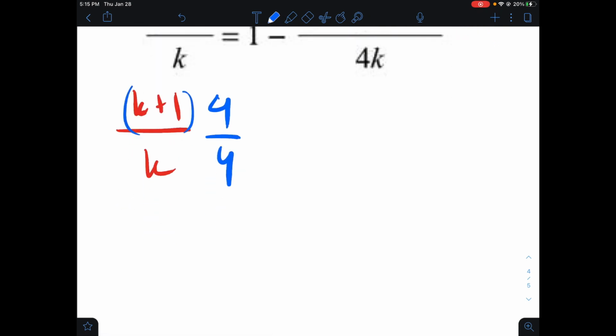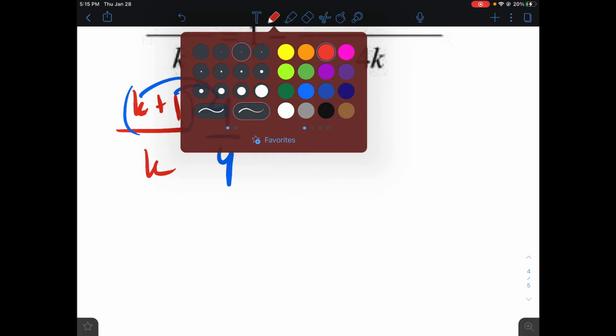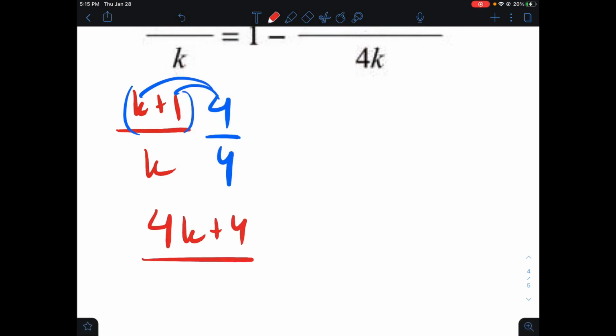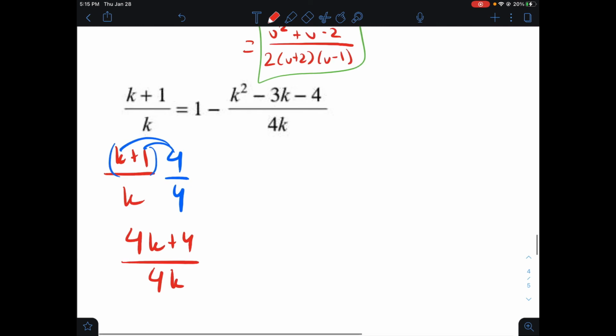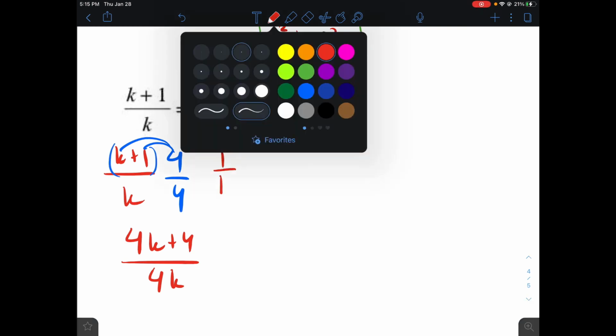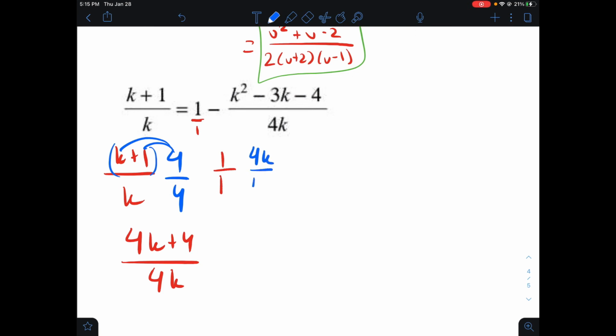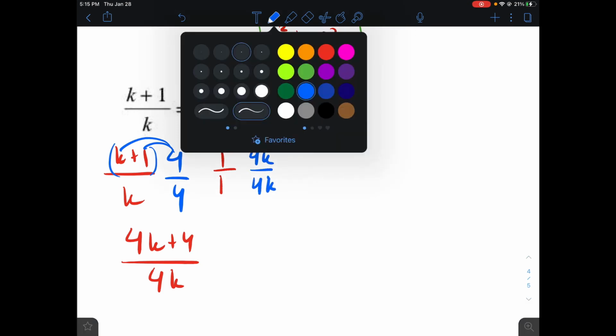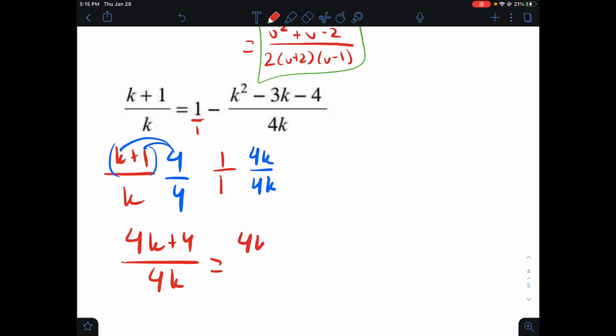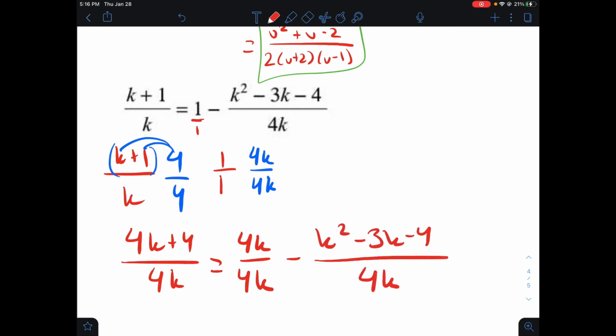Again, we want to distribute, and we end up with 4k plus 4 all over 4k. This guy is like 1 over 1, so he needs both the 4 and the k. So we're going to multiply him by 4k over 4k, and you end up with 4k over 4k. And this last guy already has the common denominator of 4k, so you're good to go. So you just do minus k squared minus 3k minus 4 all over 4k.